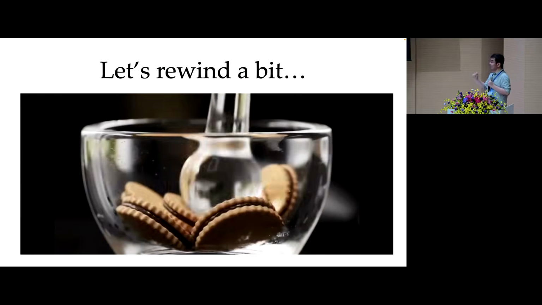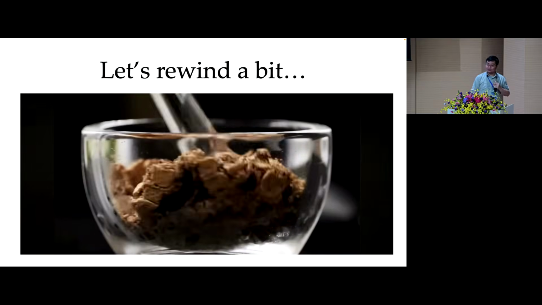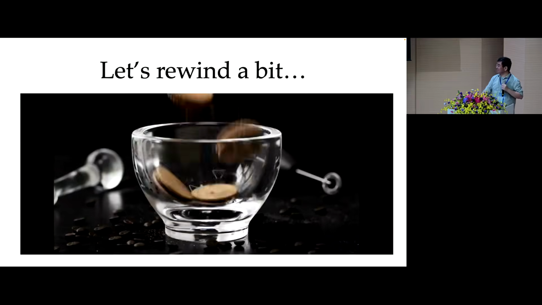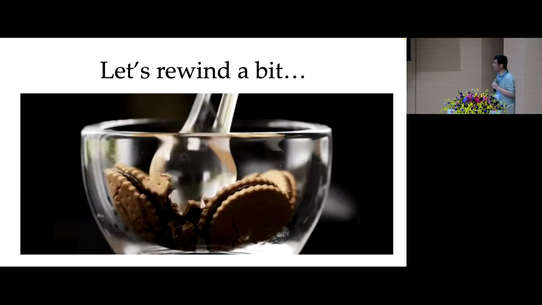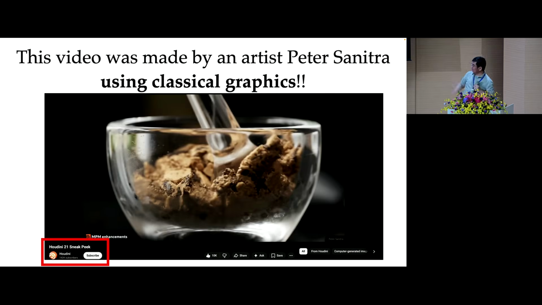And let's rewind a little bit. Remember this video? This was supposed to be a plot twist, because this was actually from the Houdini 21 trailer. And this was not from generative AI at all. This was a very classical physical simulation algorithm called the material point method. And this was made by a human artist called Peter Sennetra. And there were no data-driven components at all here, okay? And yeah, you should check out this Houdini video.